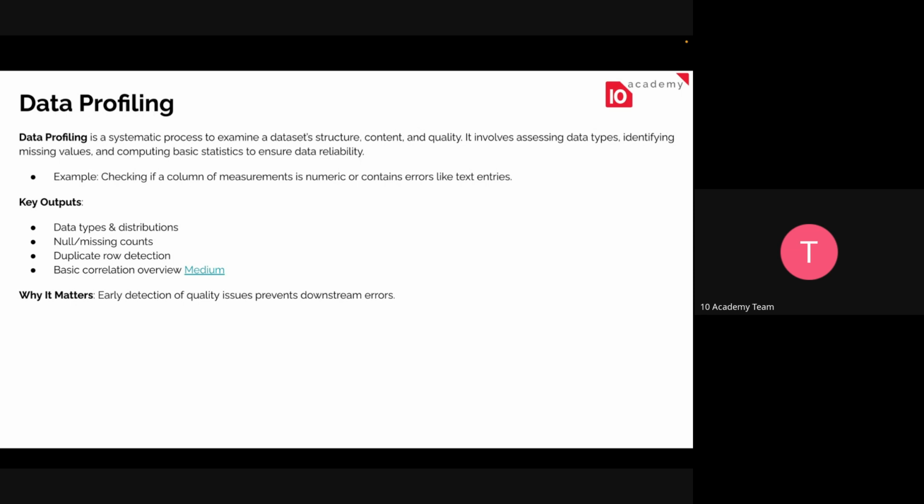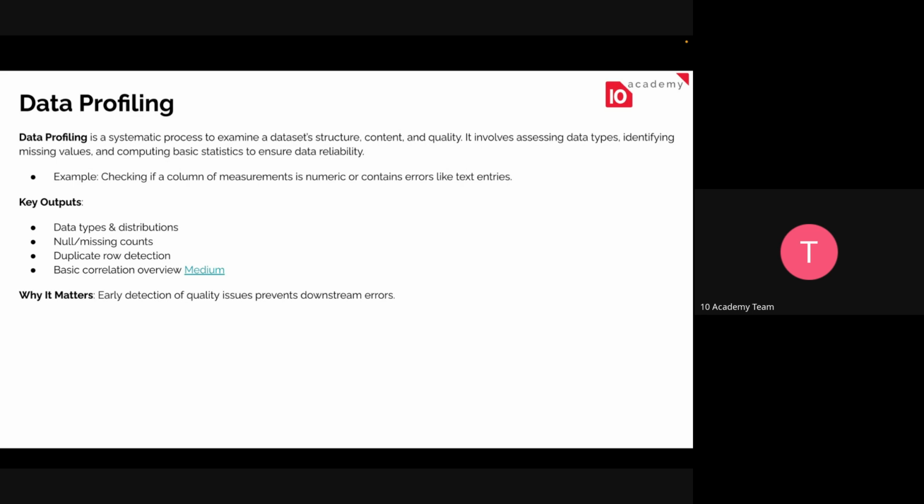So with data profiling, we are going to examine these things, and it involves assessing data types, identifying missing values, and computing basic statistics, which means the mean, the median, the mode, and so on, to ensure data is reliable. One example could be checking if a column of measurement is numeric or object, or if it contains errors like text entries and so on.